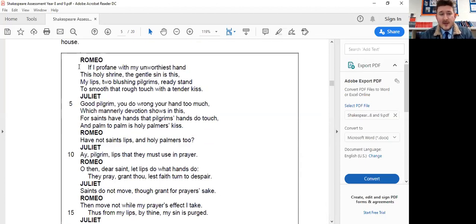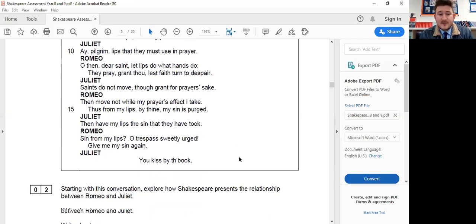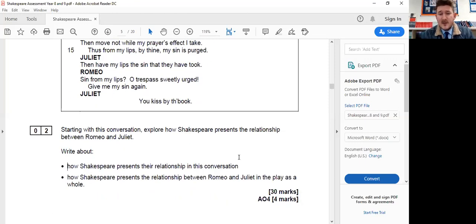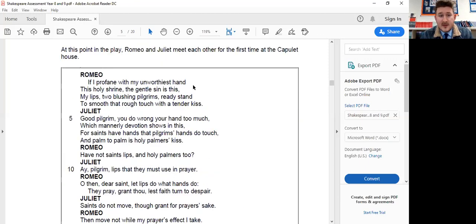Some of the religious language that Romeo uses, almost talking to Juliet like she's sort of this angel or even a god perhaps. But then also the way that Shakespeare presents the relationship between Romeo and Juliet in the play as a whole. So thinking about actually how they first meet, perhaps, and also the different things that they do independently to make sure their relationship works or doesn't, as the case may be, as we see at the end of the play.